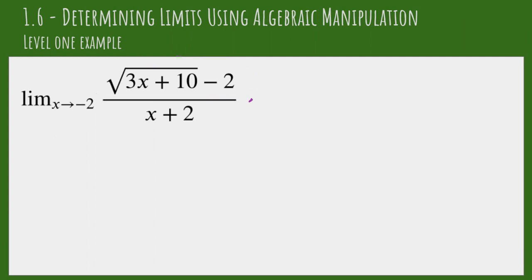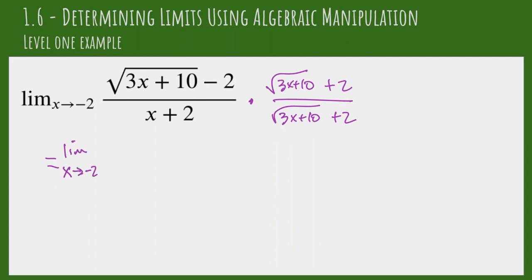So I'm going to multiply the top and the bottom by the square root of 3x plus 10 plus 2 over the square root of 3x plus 10 plus 2. And we get a new expression here. I'm leaving the limit on. By the way, I do want to point out a slightly different notation here for the limit. Normally we'll write that x approaches some value below the limit, but it can go off to the side as a subscript also. I'm going to do the bottom first.